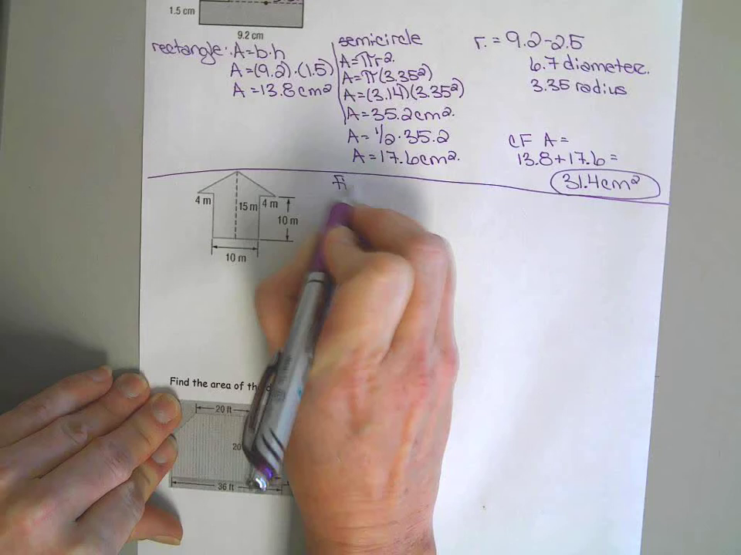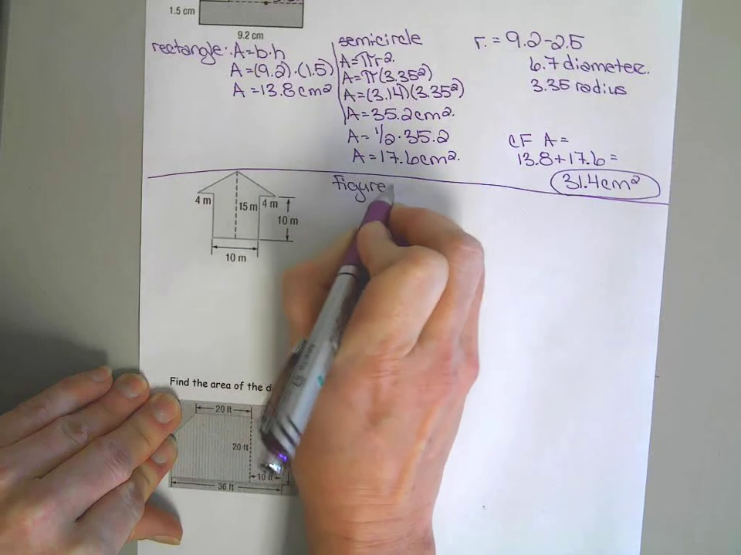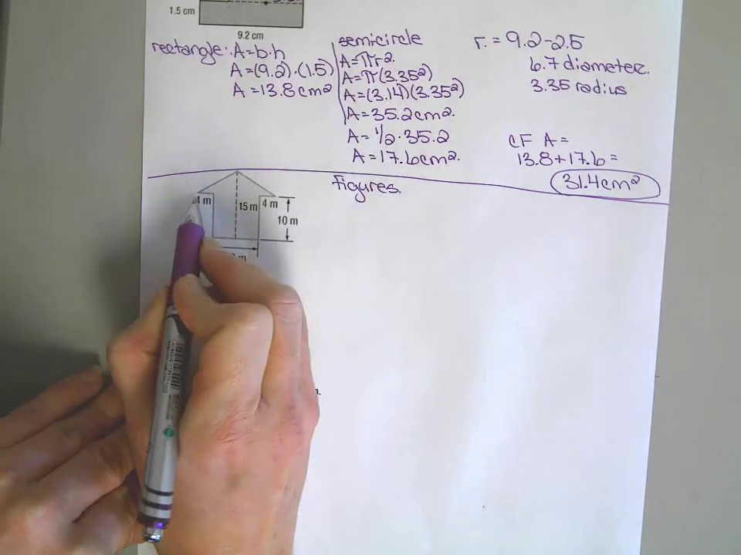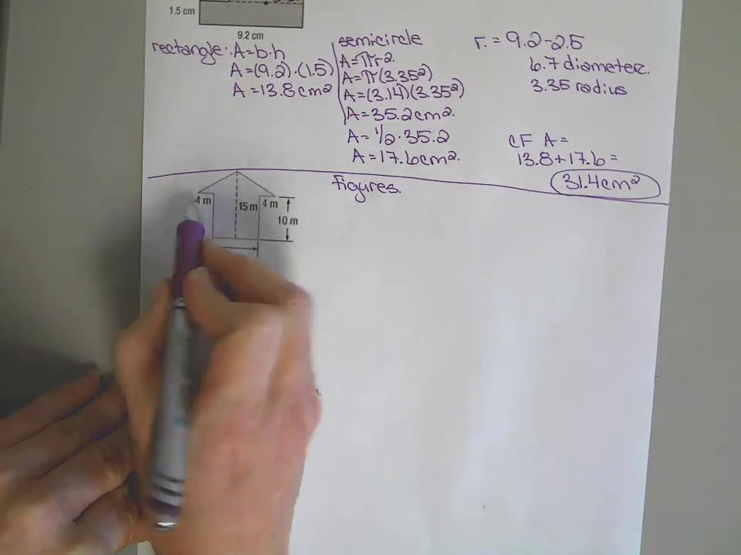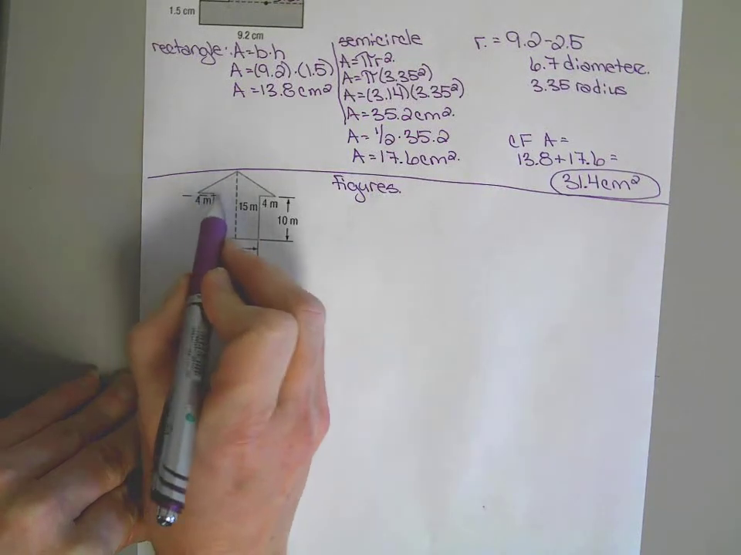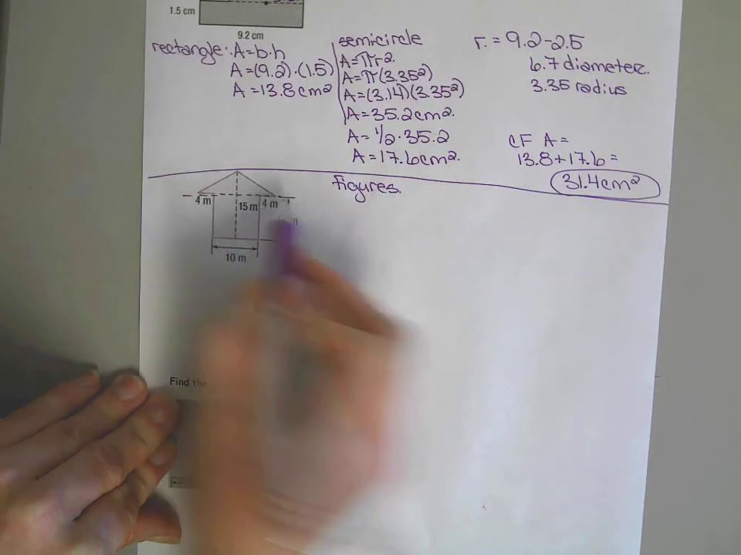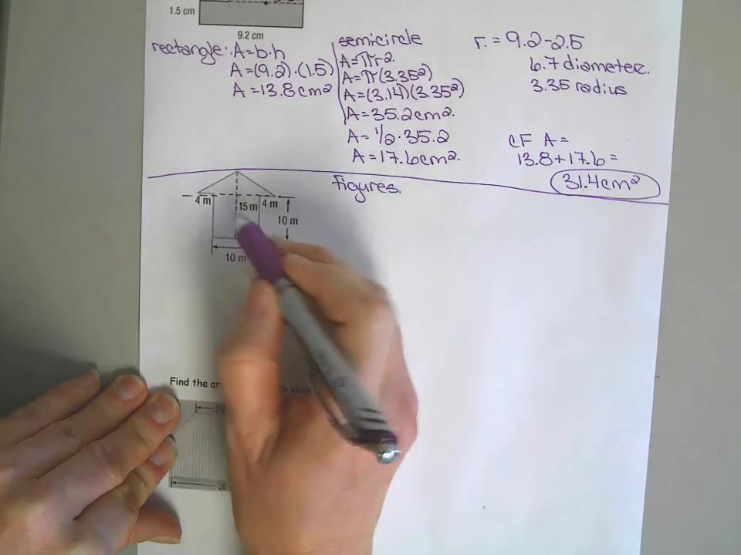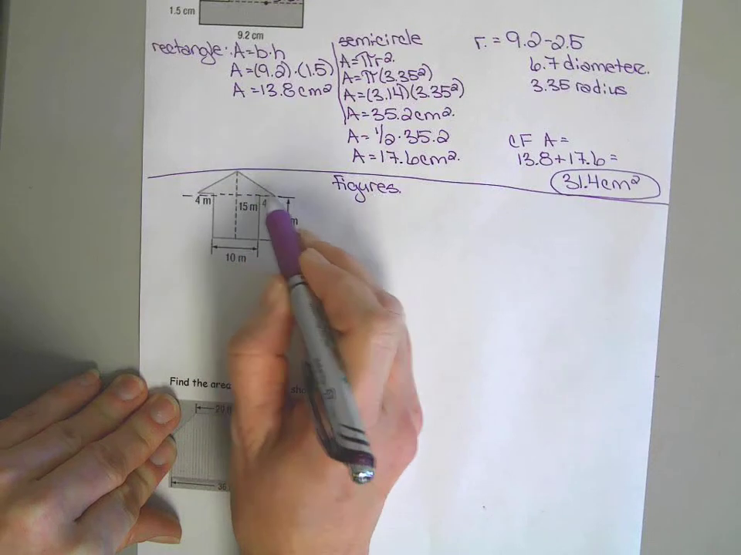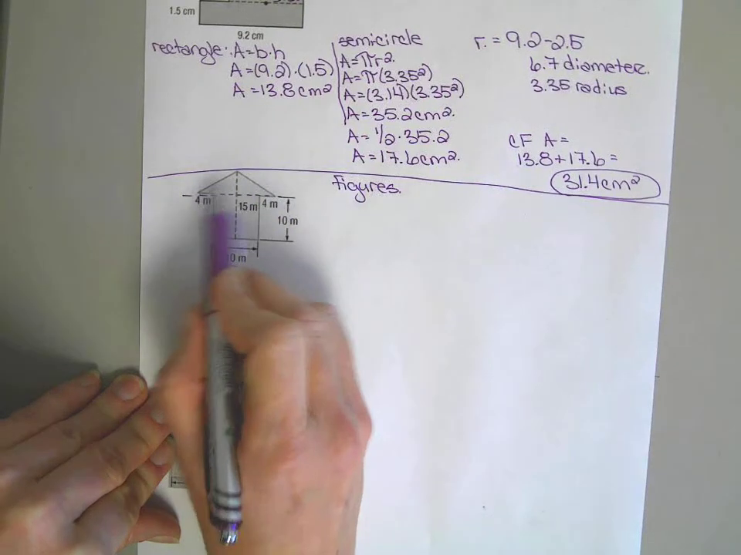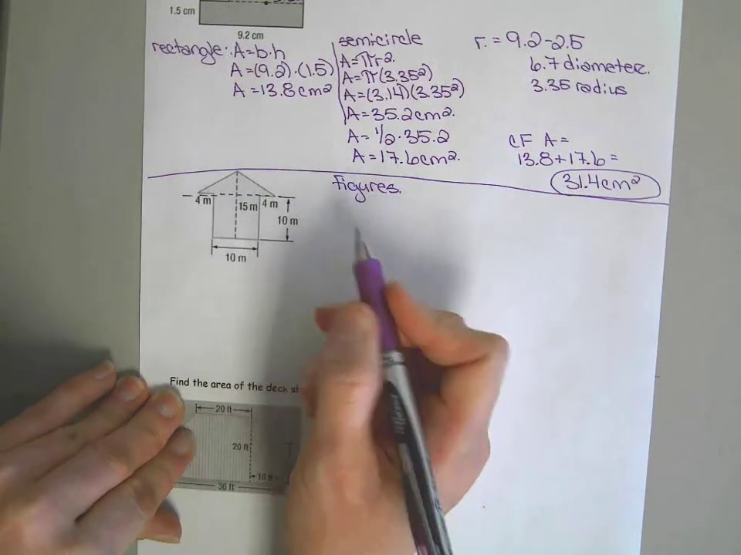Okay, so the figures we have here, we know we could use a rectangle, and it looks as if we have triangles. We're going to break this apart. Looks like we have a house. So down here we can do a rectangle, and up here looks like we could do 1 or 2 triangles.